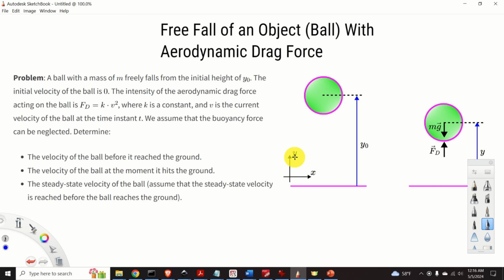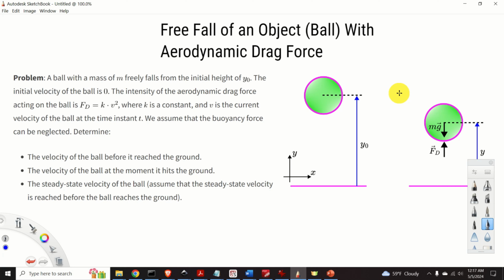Also, in this lecture, you will learn that after some transient time, the velocity reaches a constant value. That is, the gravity and drag force become equal, which produces zero acceleration. That is, it produces constant velocity.